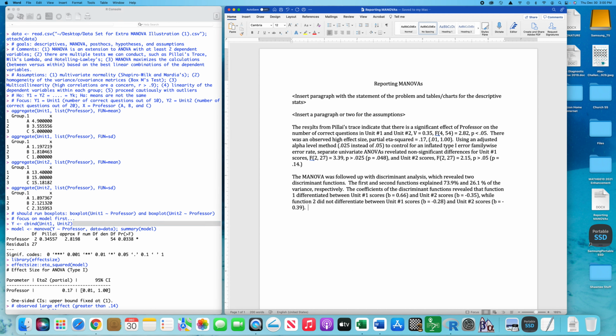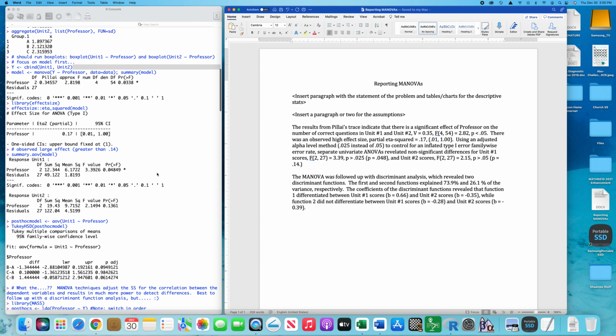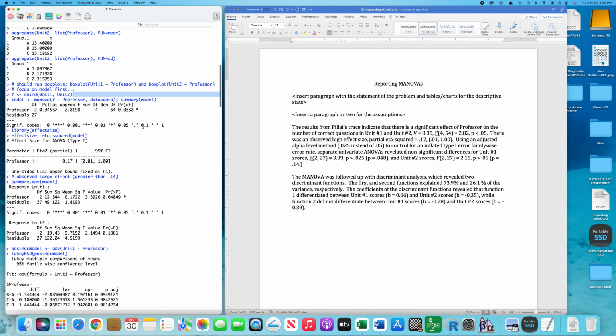So next thing I say is the results from Pillai's Trace indicate that there is a significant effect of professor on the number of correct questions in Unit 1 and Unit 2. So I got that information from this, right? Next thing I did was present the partial eta squared for the effect size.